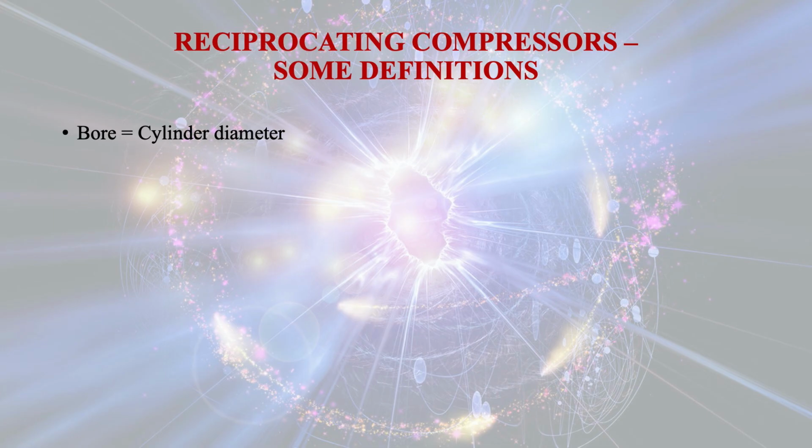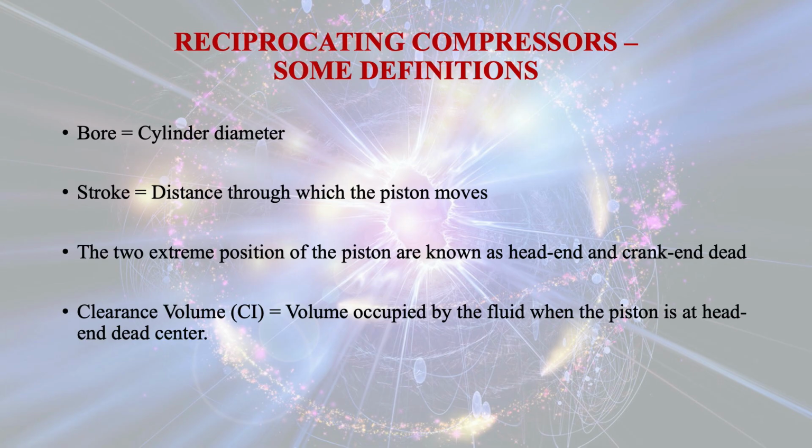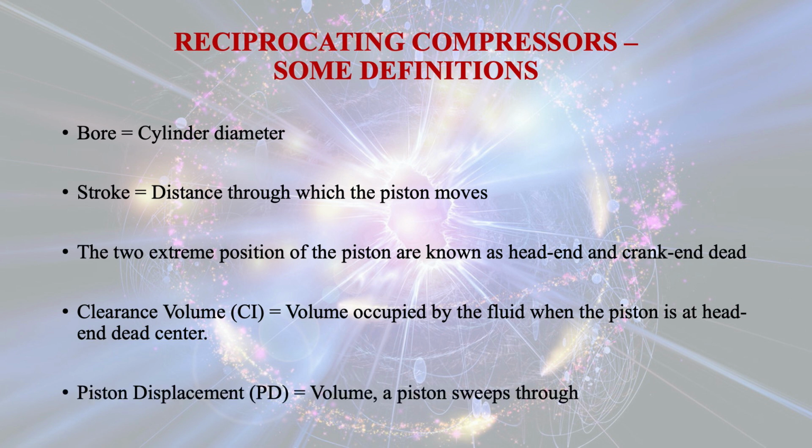Now let us first discuss the basic terms related to reciprocating compressor. Bore, that is cylinder diameter. Stroke, that is distance through which the piston moves. The two extreme points of the piston are known as head end and crank end dead centers. The clearance volume is the volume occupied by the fluid when the piston is at head end dead center. Piston displacement, in short form we write PD, is the volume a piston sweeps through.